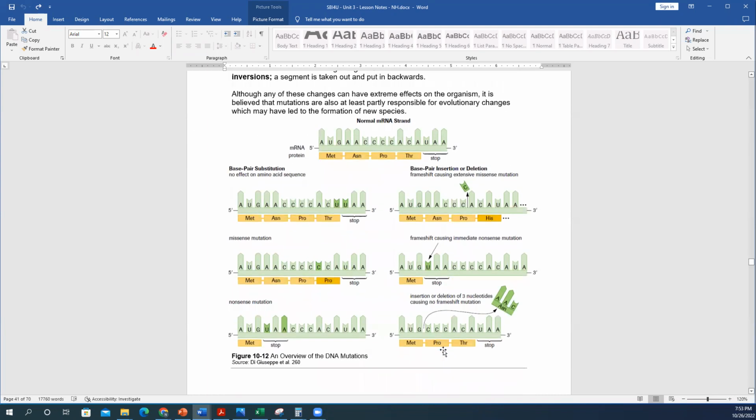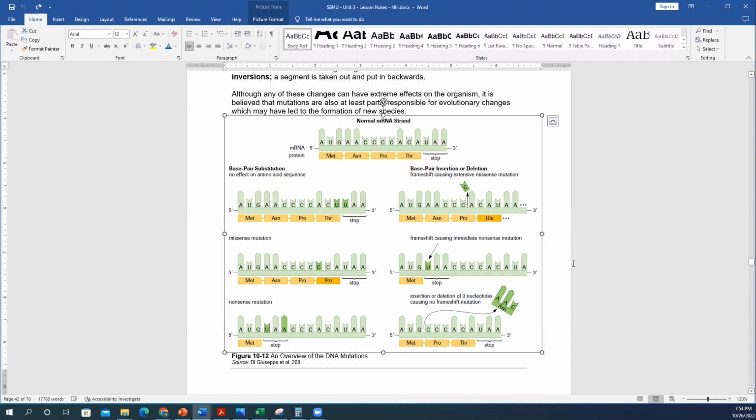And here in this figure, which is directly from your textbook, it shows what types of mutations could possibly happen, and explores different scenarios and how different types of insertions or deletions or point mutations can have an effect ultimately on the final protein product.